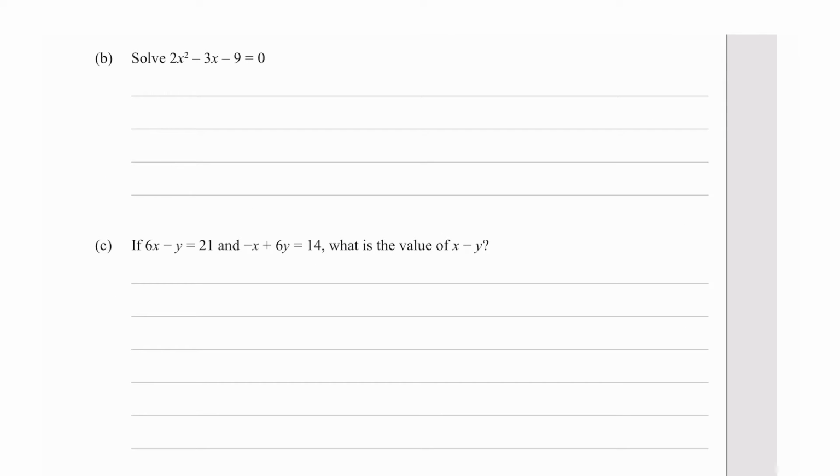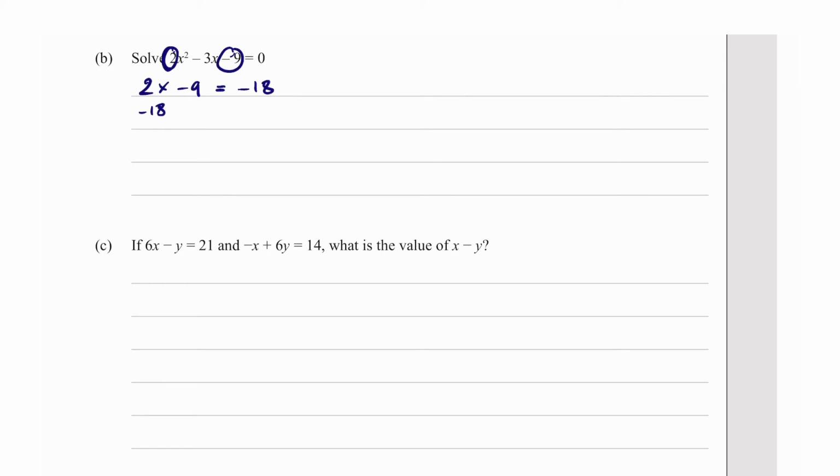Alright, let's take a look at part B, which is solving the quadratic 2x squared minus 3x minus 9 is equal to 0. As you can see, we have a coefficient greater than 1 in front of our x squared. So that means that we need to use a special technique. What we're going to do is first multiply this 2 here with this negative 9 here. So 2 times negative 9 is equal to negative 18.